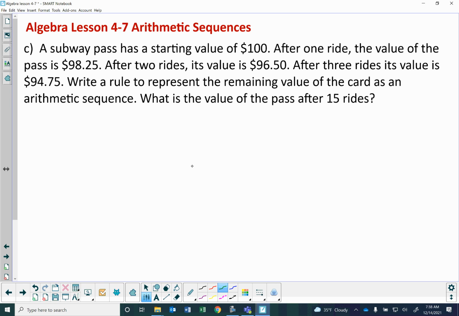For example, a subway pass has a starting value of $100. After one ride, the value of the pass is $98.25. After 2 rides, it's $96.50. After 3 rides, it's $94.75. Write a rule to represent the remaining value of the card as an arithmetic sequence. What is the value of the pass after 15 rides? So if I go from 100 to 98.25, that's a common difference of $1.75. So that's my common difference.